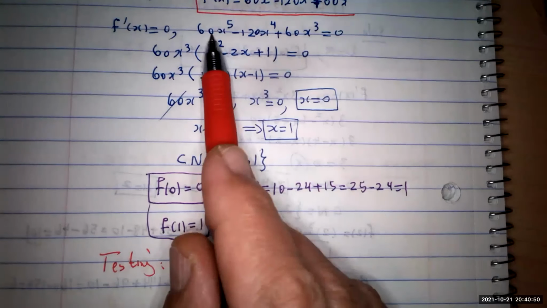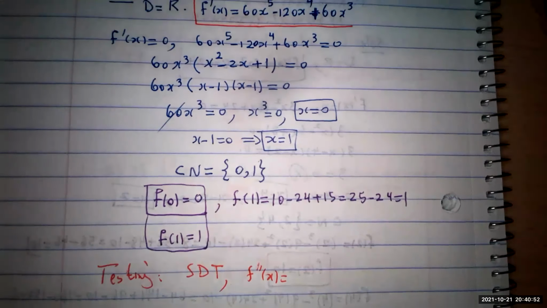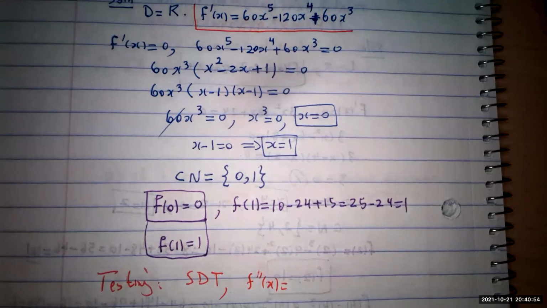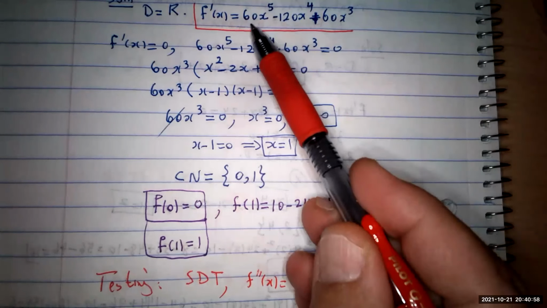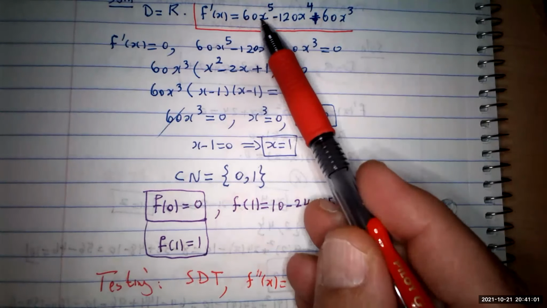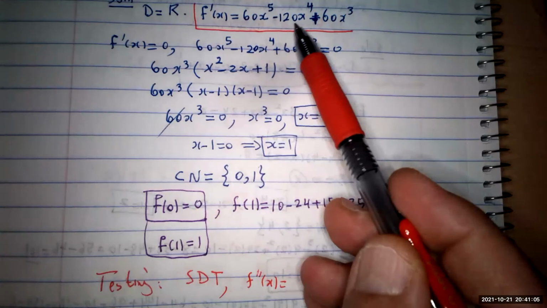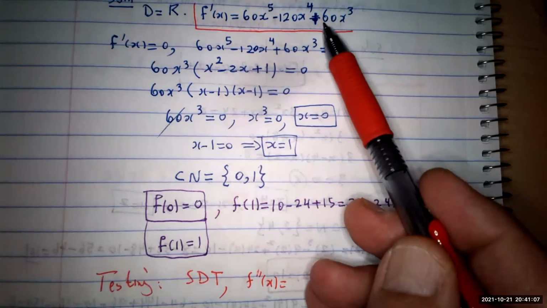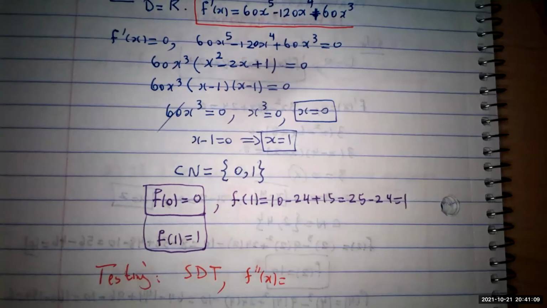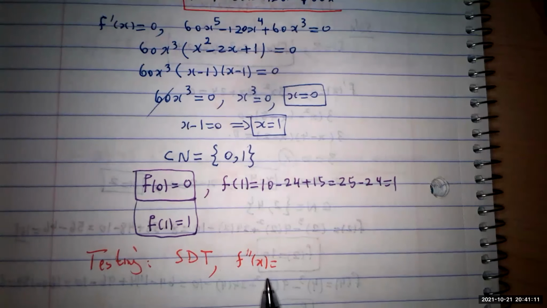This is the derivative of the function. For the second derivative, you have to continue the power rule. It's going to be 5 times 60, which is 300, x to the fourth. This would be minus 480 x to the third, and this is going to be 180 x squared. So this is going to be f double prime.